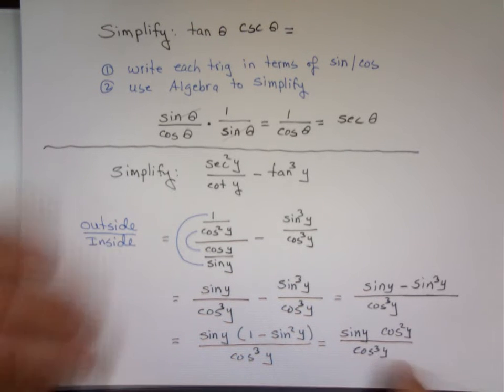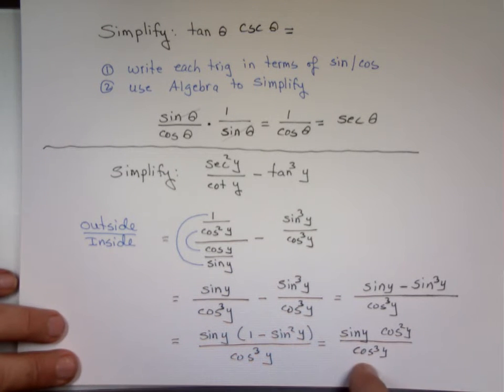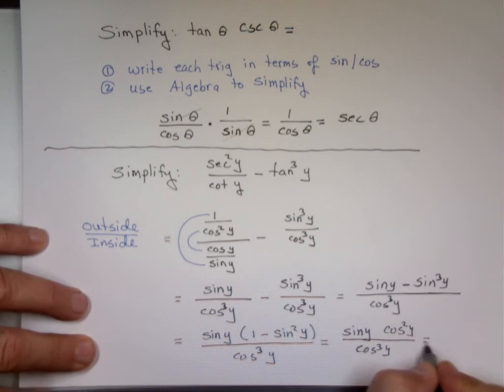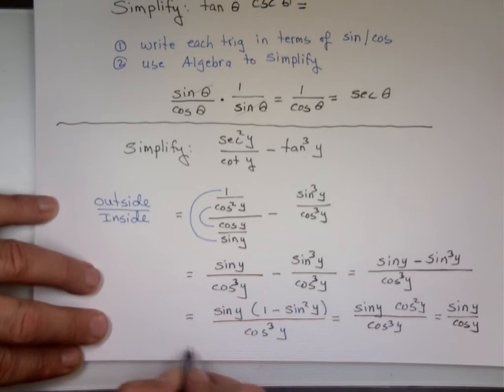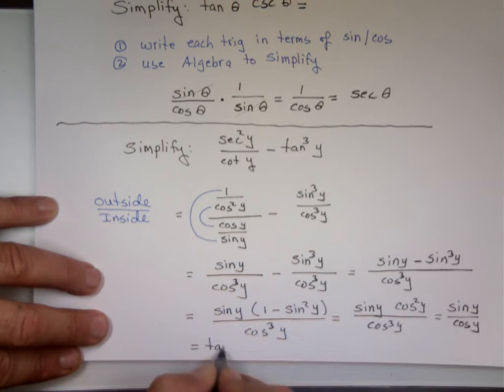Notice I get 2 cosines here, I got 3 in the bottom. 2 of them will cancel. You end up with what? Sine y over cosine y. Yes. And what's sine over cosine? Tangent. Tangent y.